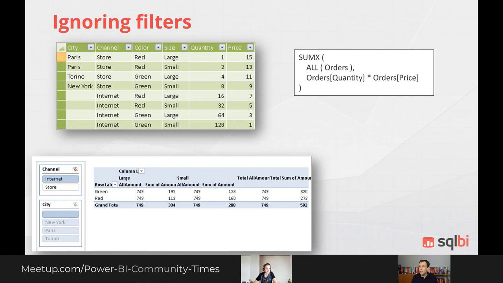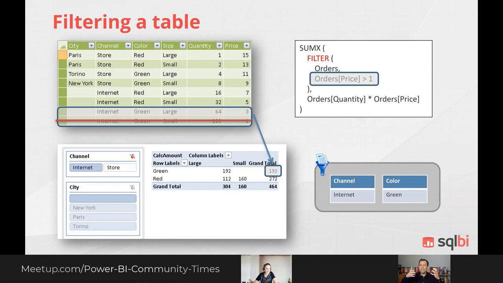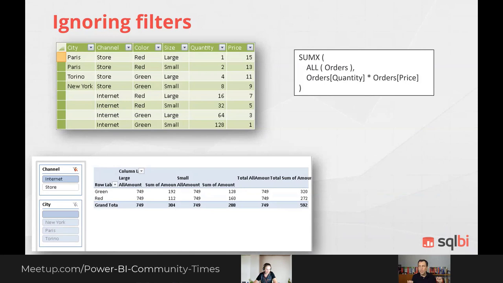We have special functions in DAX that can ignore the filters. What does it mean? Well, we have seen an example where I can retrieve a table and I can add another filter using a table function, filter. Filter is a function that consumes a table and returns a table, usually with a smaller number of rows. But in DAX, we have functions that can ignore the filter. ALL is a function that removes the filter from the filter context.